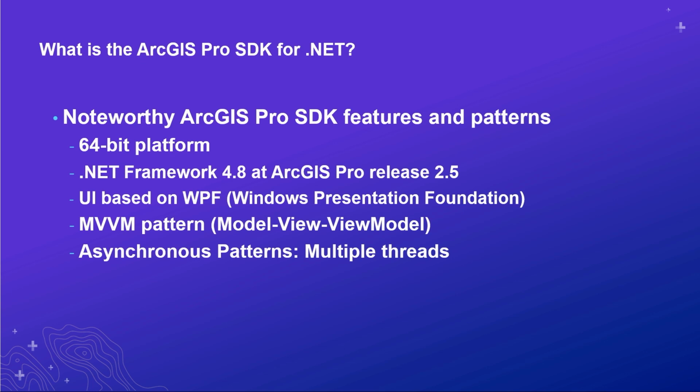Here are some of the key features and patterns of the Pro SDK. It's built for the 64-bit platform. The .NET framework version that we support currently with the Pro 2.5 release is version 4.8. The UI is written using WPF, which stands for Windows Presentation Foundation. The programming pattern to use is MVVM, which stands for Model View View Model. ArcGIS Pro is a multi-threaded application. So if you extend it using the Pro SDK, you have to work with multiple threads using an asynchronous programming pattern.